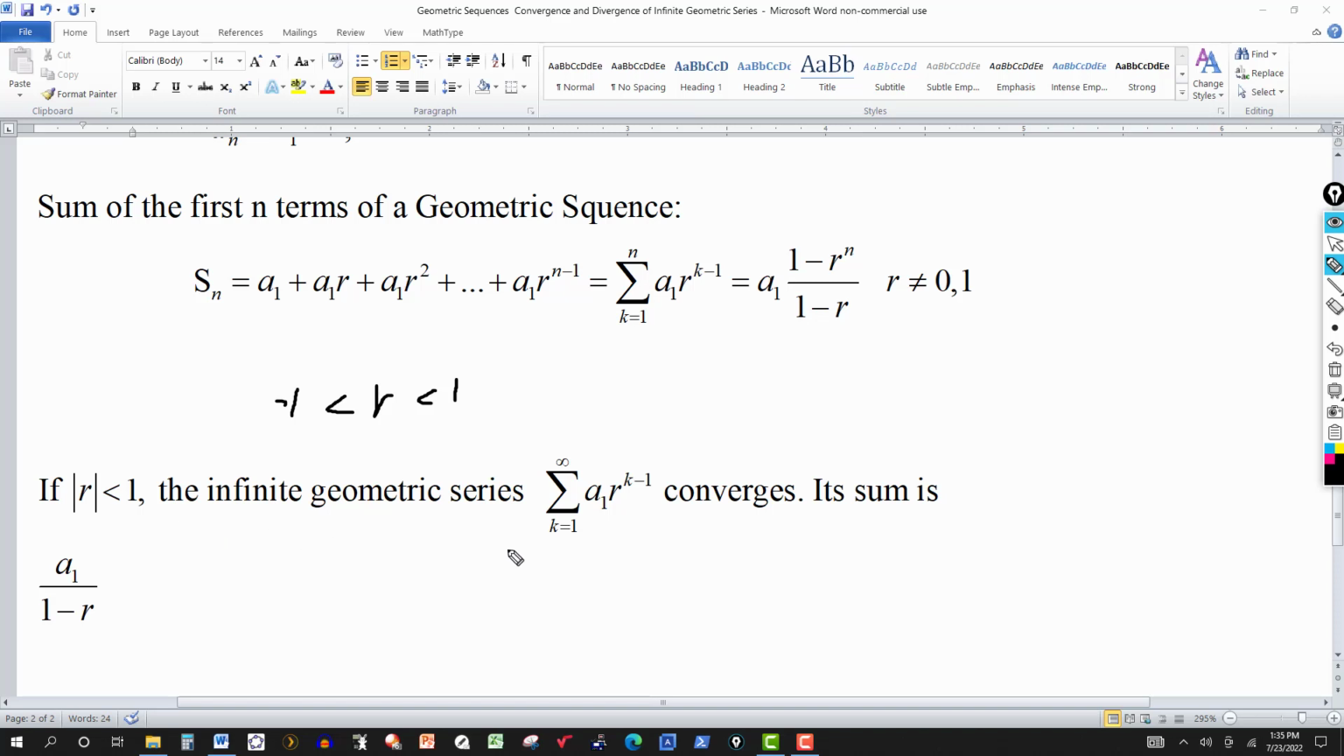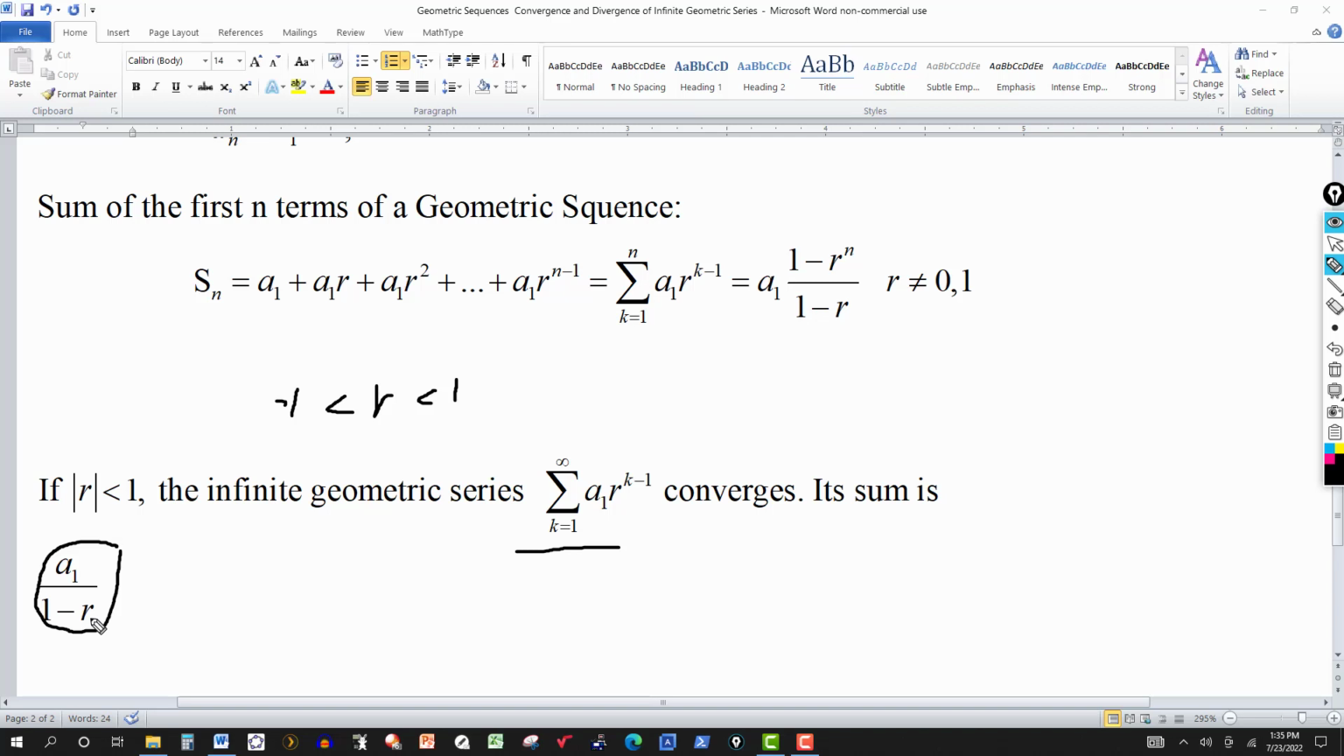So here's the formula you'll be using. Anything in this form, if this r right here is between -1 and 1, it's going to converge, which means it has a sum. And you can find that sum by plugging it into this formula: first term over 1 minus the common ratio.